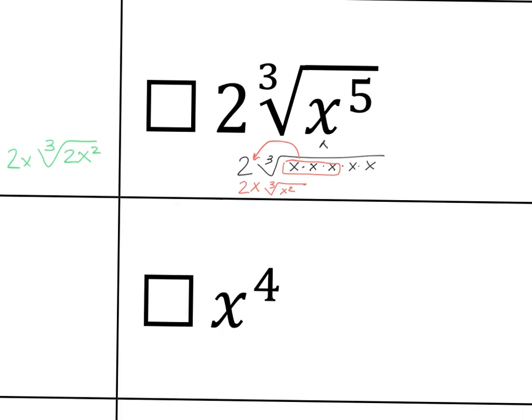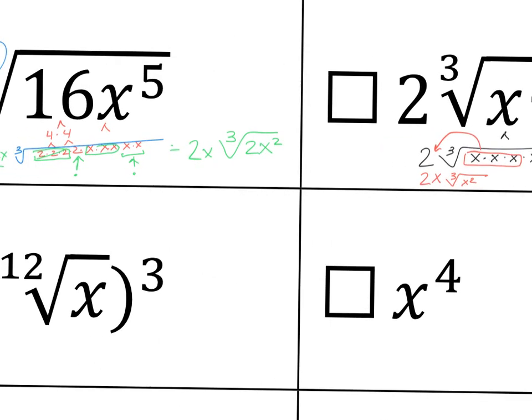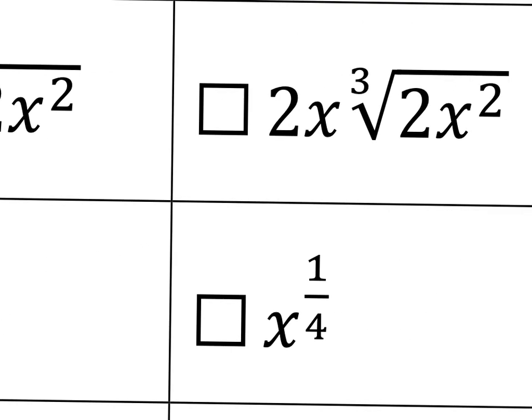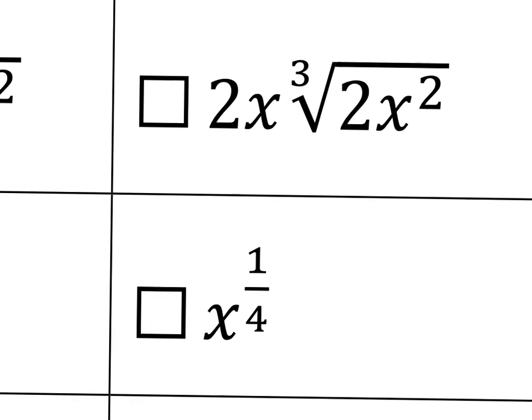And the front guy, again, it seems really similar, but this is 2x times the third root. So 2x versus 4x times the third root. I don't think this is the same either, so still haven't checked any boxes. Oh, here's one. This is the exact same as what we got for the first answer. 2x times the third root of 2x squared. So now I can finally check those 2 boxes.